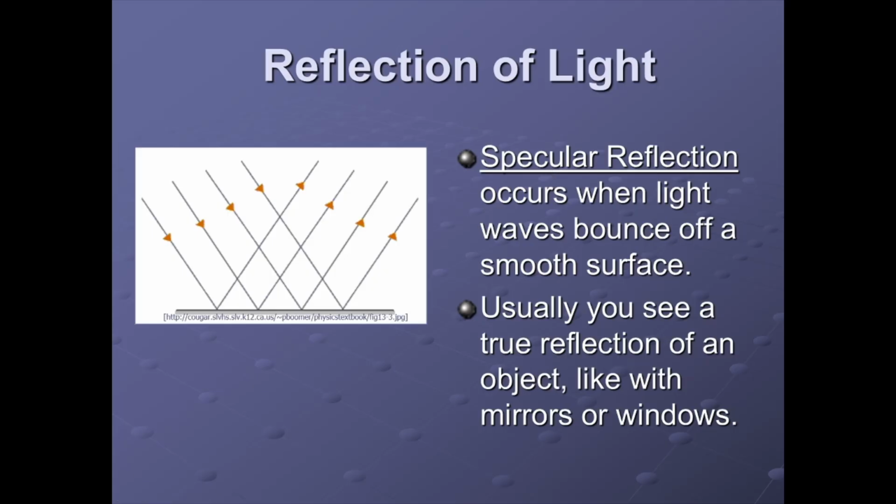So a specular reflection occurs when light waves bounce off of a smooth surface. So the key thing here is that the light has to bounce off of a very smooth surface. Smooth surface is the key there. So for example, a mirror would be a very smooth surface. Sometimes you can see a reflection in glass, if one side is lit up and the other side is dark. Sometimes off of a really shiny car, you can see a reflection. Basically anything smooth, you'd be able to see a specular reflection. Usually you see a true reflection of the object, like with mirrors or windows.